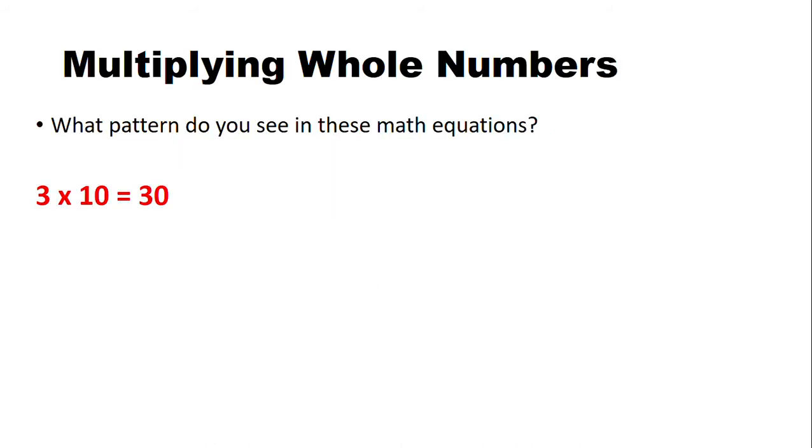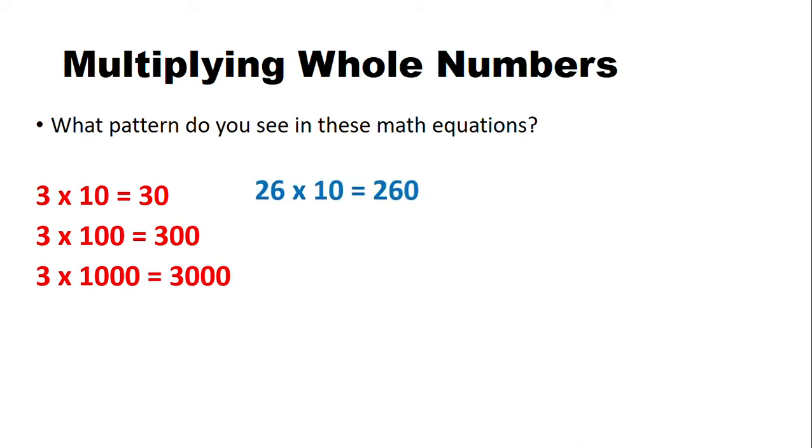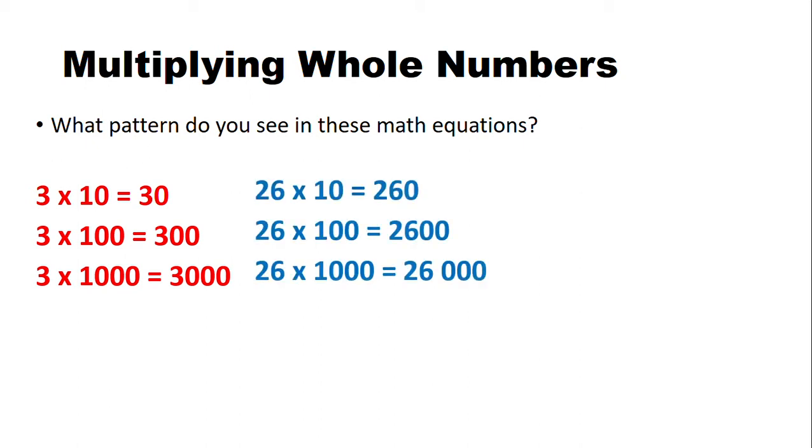I'm going to show you some numbers, and as the numbers are coming up, I want you to think about what patterns you're seeing in these math equations. So in this first one, we have 3 times 10, 3 times 100, and 3 times 1000. So hopefully you see a pattern there. Let's see what this pattern looks like with a 2-digit number. 26 times 10, 26 times 100, and 26 times 1000. And now let's see with a 3-digit number.